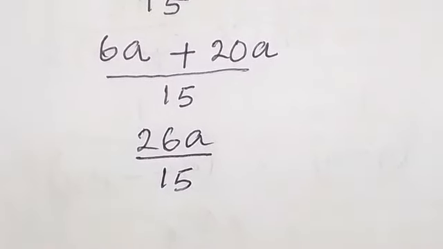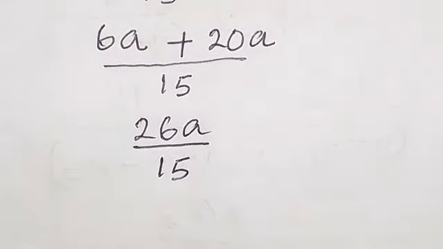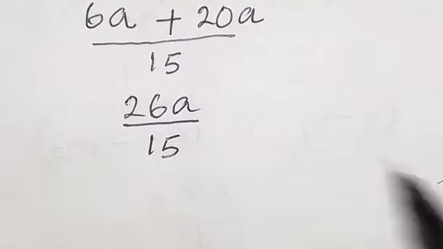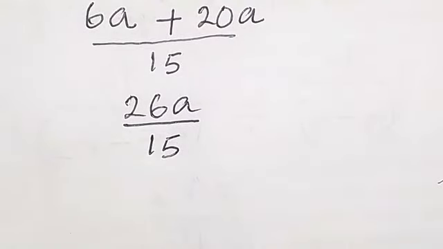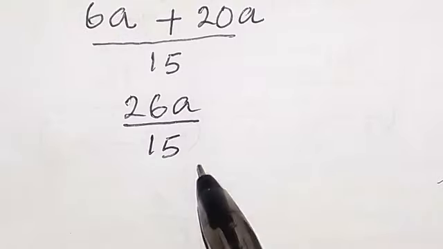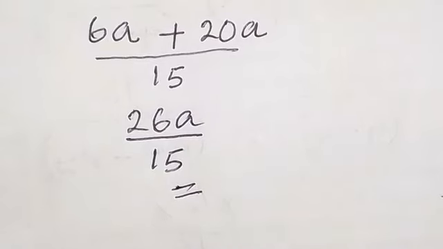And if we can still simplify further, if anything can divide here, we divide. But there is nothing that can divide both 26 and 15. So there are no common terms there. We can now say that this here will be our final answer for number 1.